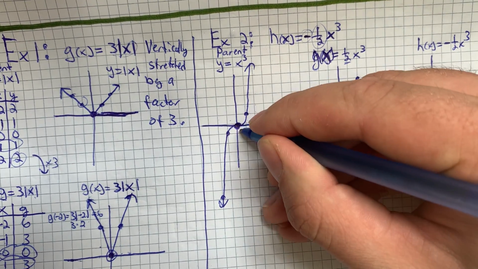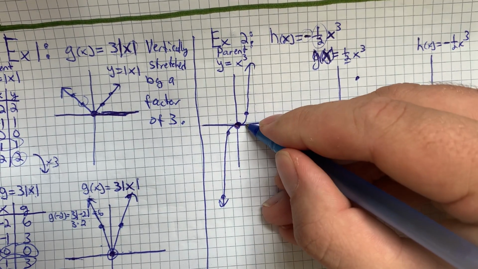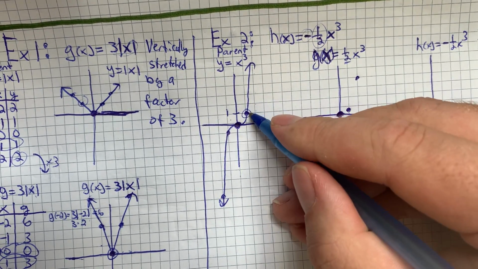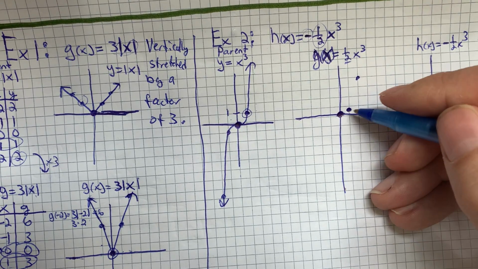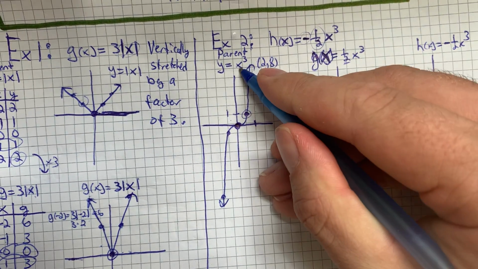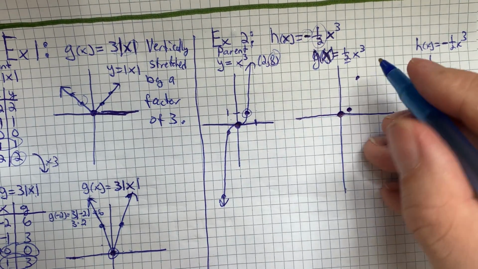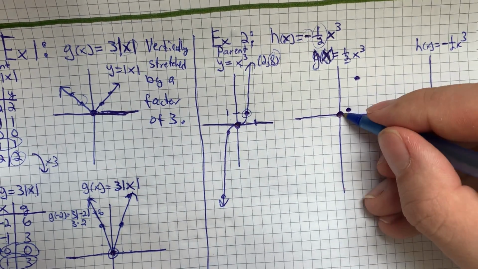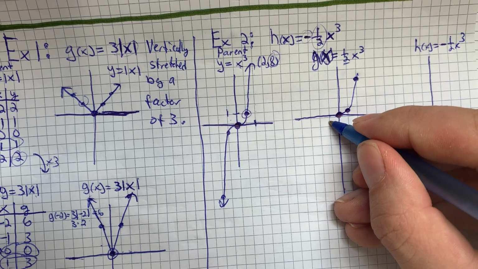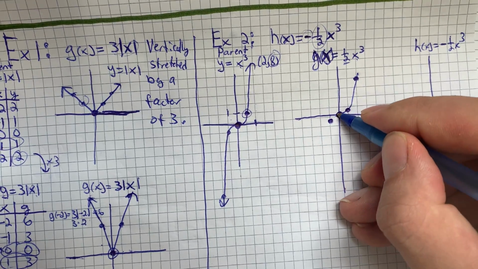Here the y value is 0, and 0 times 1/2 is still 0. That point won't change. Here the point is 1, 1, and that y value is 1. When we take 1 and multiply it by 1/2, the new y value will be 1/2. 1 times 1/2 is 1/2. The next point would be up here at 2, 8, because 2 cubed is 8. When the y value gets multiplied by 1/2, half of 8 is 4. And so it ends up looking like this. On the left side, we also end up with negative 1, negative 1/2, because negative 1 cubed is negative 1. Half of negative 1 is negative 1/2.